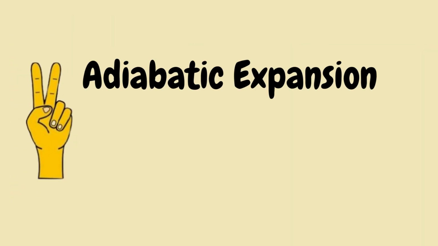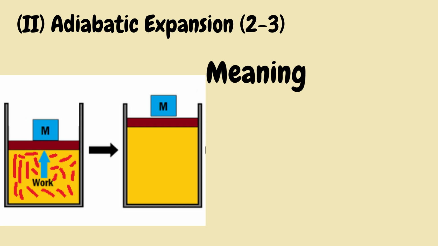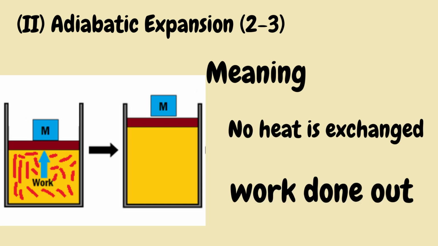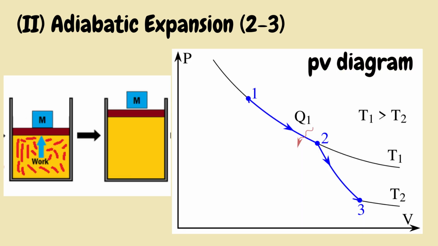2. Adiabatic expansion. The system is thermally insulated. No heat is exchanged with the surroundings. The gas continues to expand and do work. As a result, the temperature decreases from TH to TL. This process connects the high-temperature isotherm to the low-temperature isotherm. On the PV diagram, the curve is steeper than the isothermal expansion. Pressure drops rapidly as volume increases. No heat transfer occurs during this process.